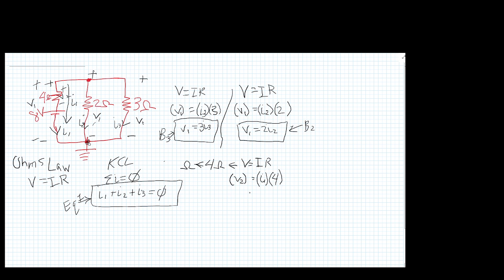Okay. So now we have V sub 2 equals 4 times I sub 1. And this is our branch 1. No, this isn't branch 1. This is for the 4 ohm resistor. The voltage across branch 1 is V1.